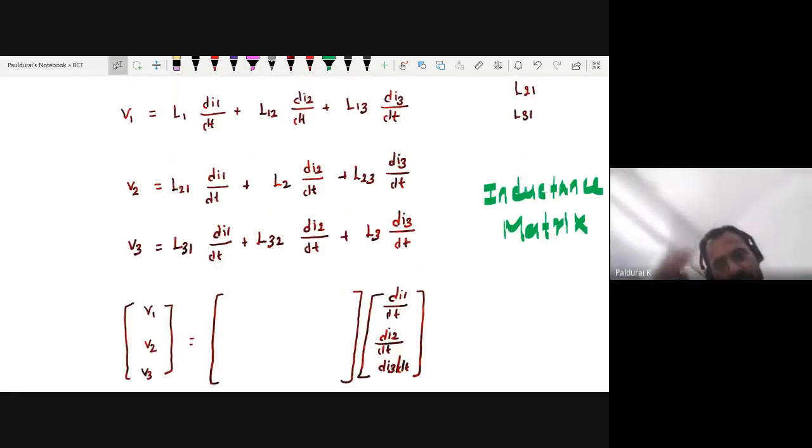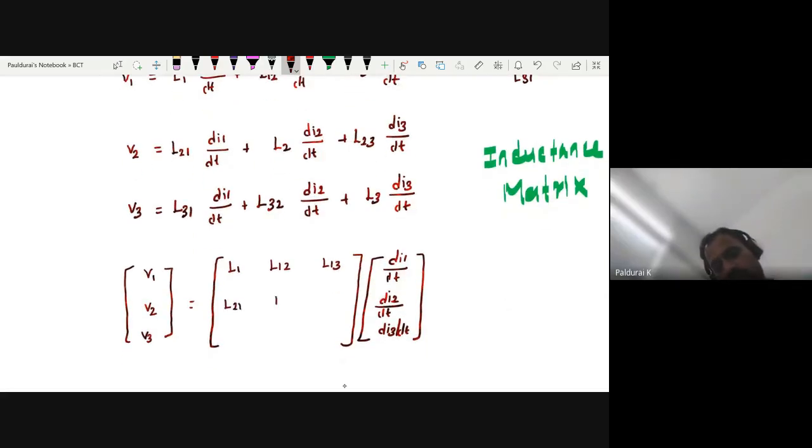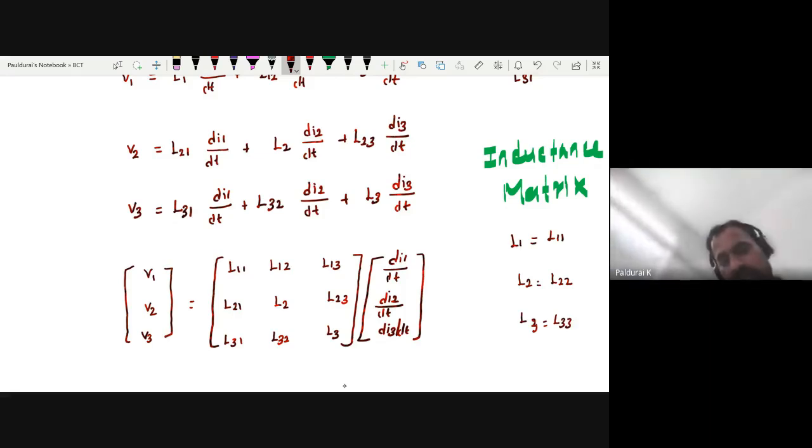Anyone? Can you fill the first row? Obviously, it is L1, L12, L13. Here L21, L2, L23, L31, L32, L3. L1 can otherwise be written L11. L11 indicates self-inductance of coil 1. L2, otherwise L22, to maintain the uniformity, right? L3, L33. So this is L11, L22, L33.